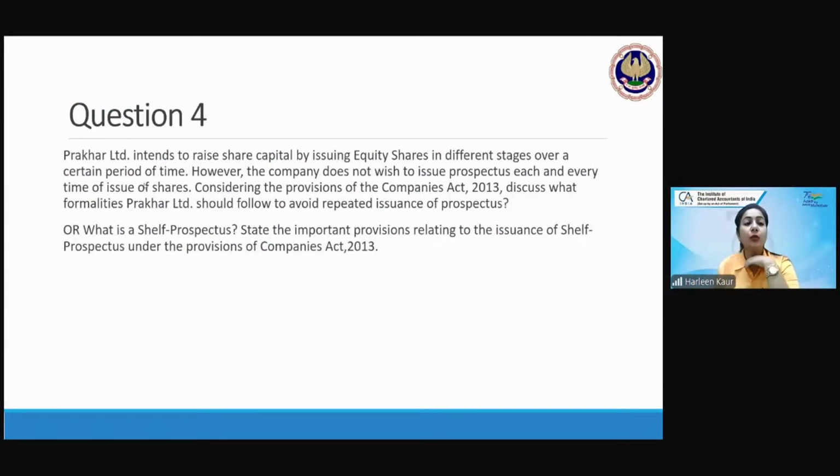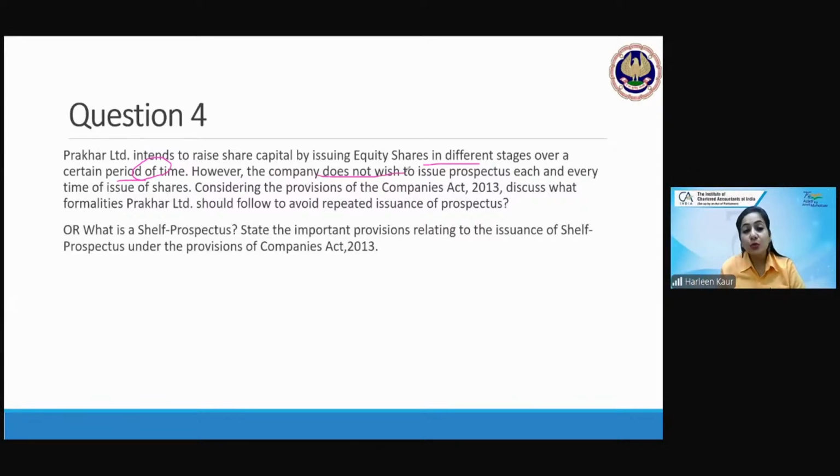So there is a question for you. Prakhar Limited intends to raise share capital by issuing, even for debentures, we can issue shelf prospectus. Again and again, if the company is issuing debentures, then the shelf prospectus can be issued. The company intends to raise share capital by issuing equity shares in different stages over a certain period of time. Now, how do you find out what the question relates to? It has very clearly given different stages over a certain period of time. So from here we can figure it out. It is talking about shelf prospectus.